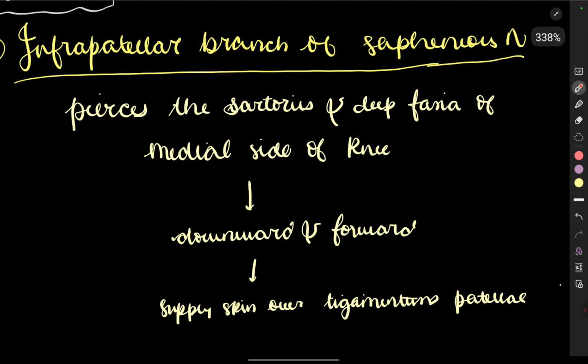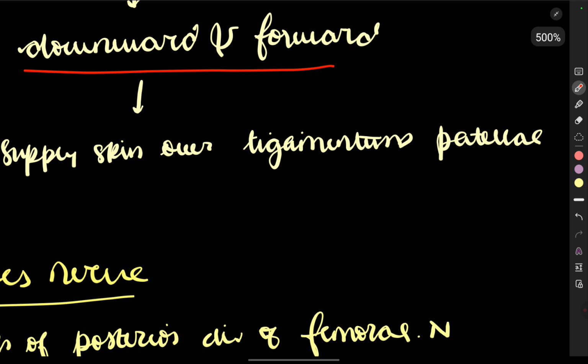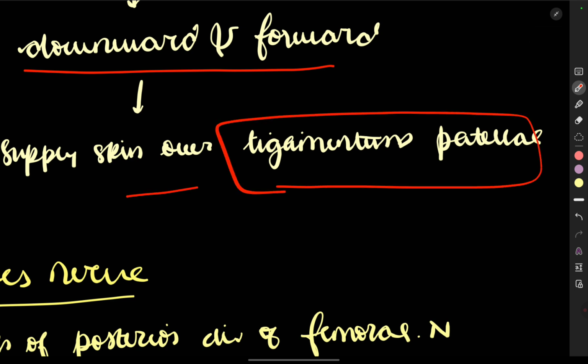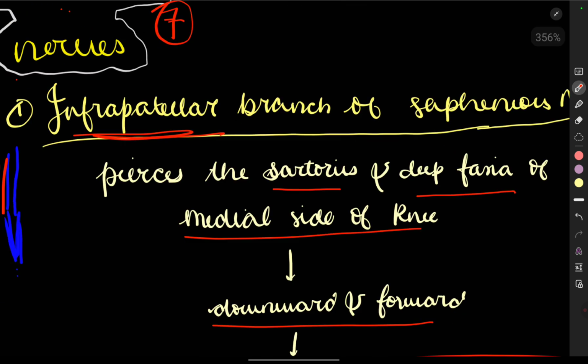Okay, so it pierces the deep fascia of the sartorius on the medial side of the knee. Infrapatellar, okay, below the patella, so downward and forward, supplying skin over the ligamentum patellae. So this is which one? Infrapatellar branch of the saphenous nerve.